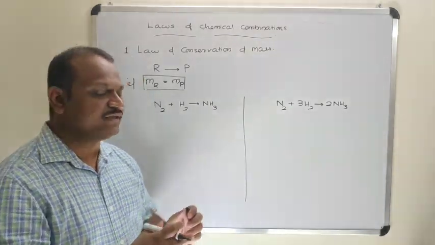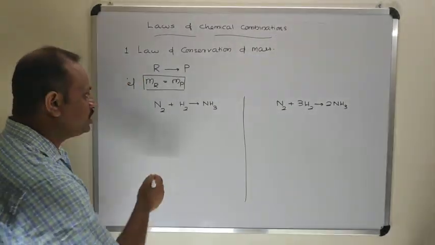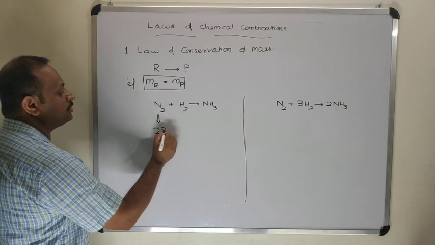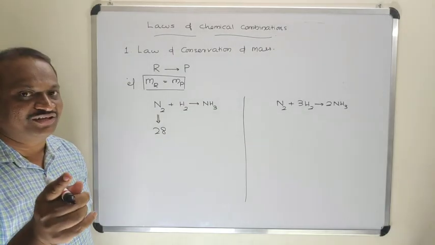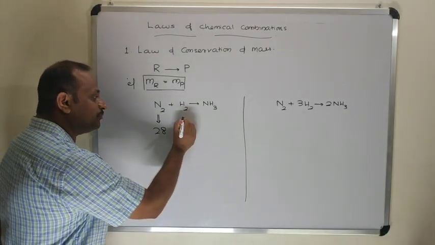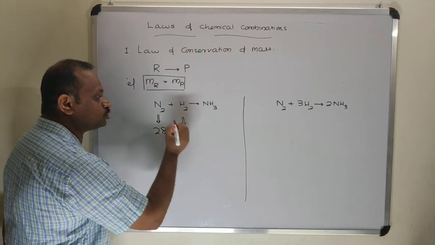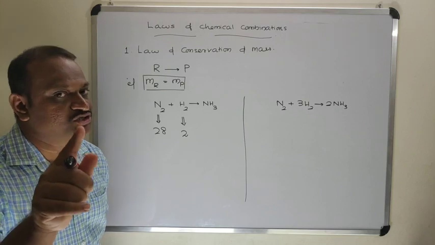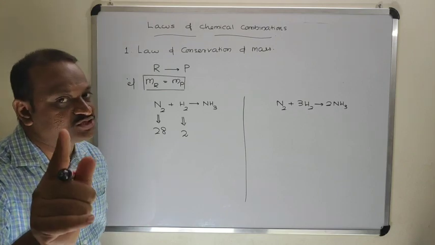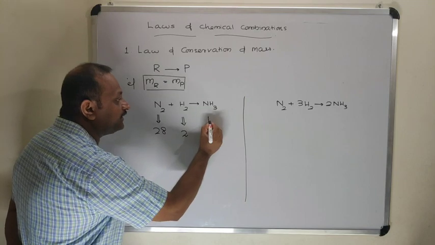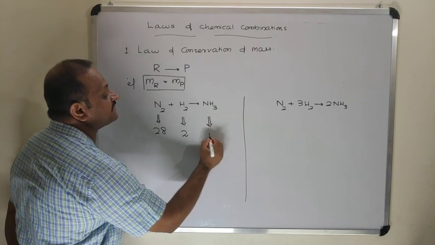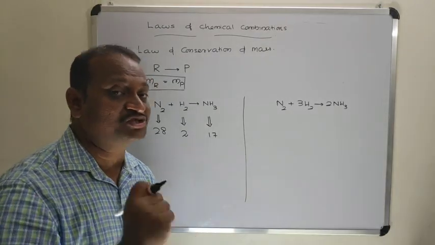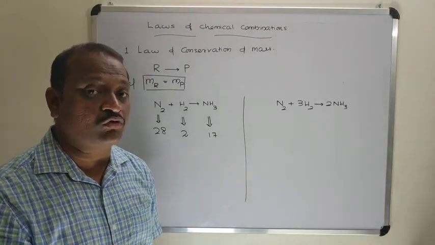That can be well understood by this example. See to that. I am just saying what is the mass of this nitrogen. You know, the mass of nitrogen is 28. Mass of nitrogen is 28. What about mass of hydrogen? Mass of hydrogen, you can see that 2. Now, what is the mass of ammonia? Nitrogen has a mass of 14 and hydrogen has a mass of 1. So that you can write ammonia mass is 17. So let's calculate what is the mass of the reactant and what is the mass of the product, and let's analyze whether these two are equal or not.